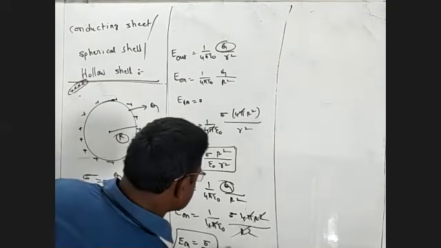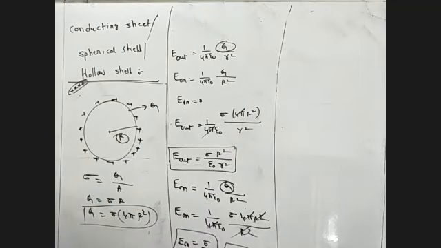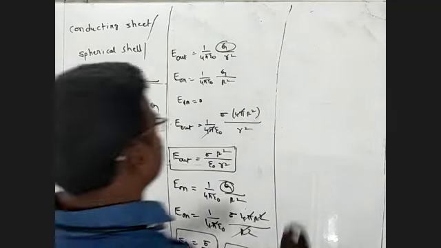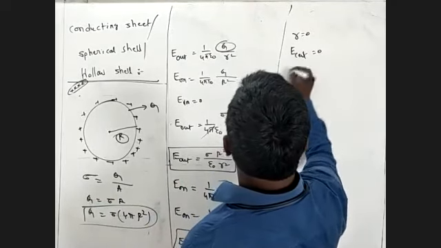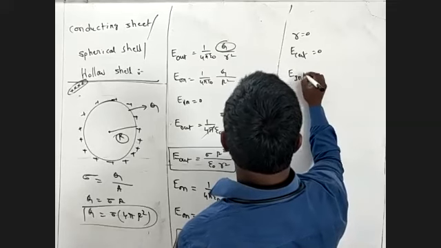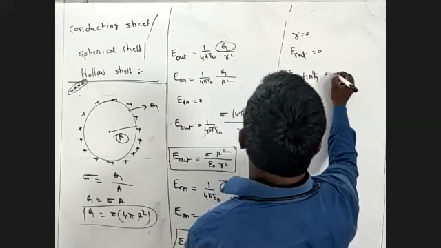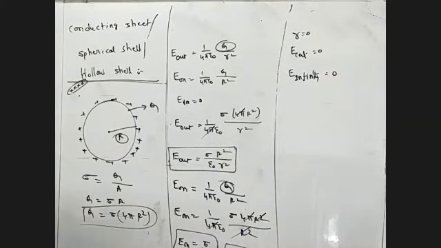E in is equal to 0. That is the value. E center, R is equal to 0, E center is equal to 0. E infinity, what is the value? That is the value.